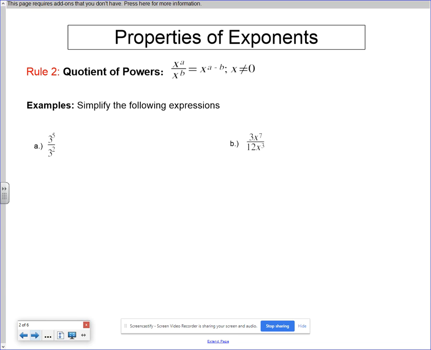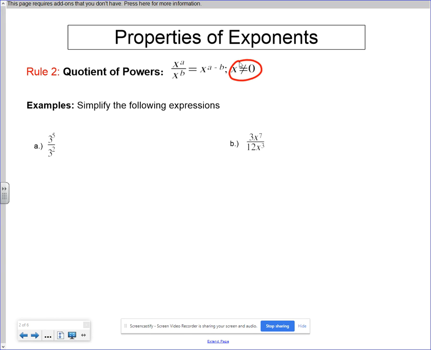And here it's important to note x cannot be equal to 0, because if x is equal to 0, we have a 0 in the denominator, and we can't have that. And that's true for any variable, not just x. If you had y to the a over y to the b, y cannot be equal to 0. So let's go ahead and check out this first example here.